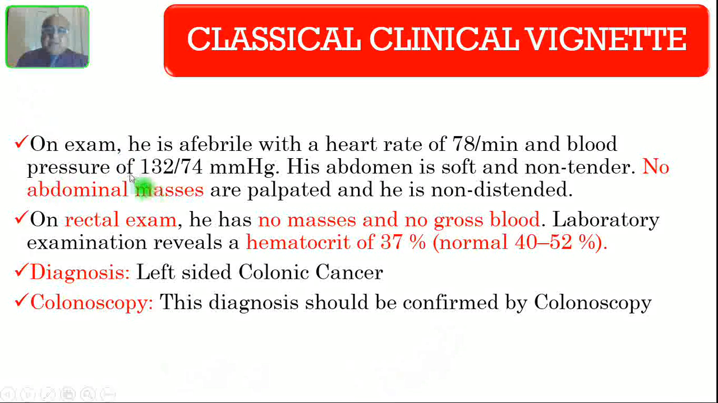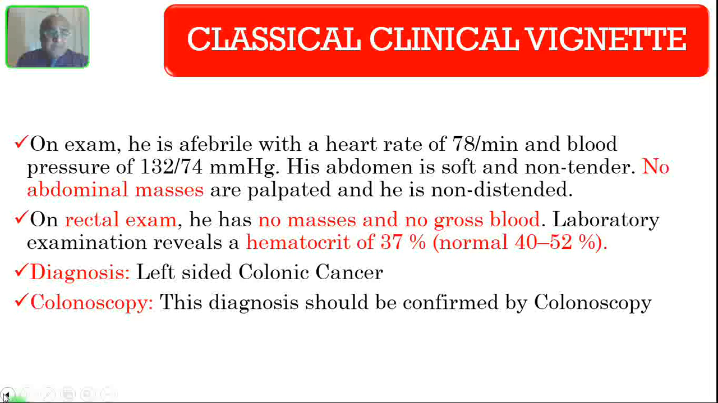On examination, he is afebrile with a heart rate of 78 per minute and blood pressure of 132 by 74 millimeters of mercury. His abdomen is soft and non-tender. There was no abdominal mass and the abdomen is not distended. On rectal examination, there was no palpable mass and no blood on the finger stall. The laboratory examination reveals a hematocrit of 37%. The normal is 40 to 52%.